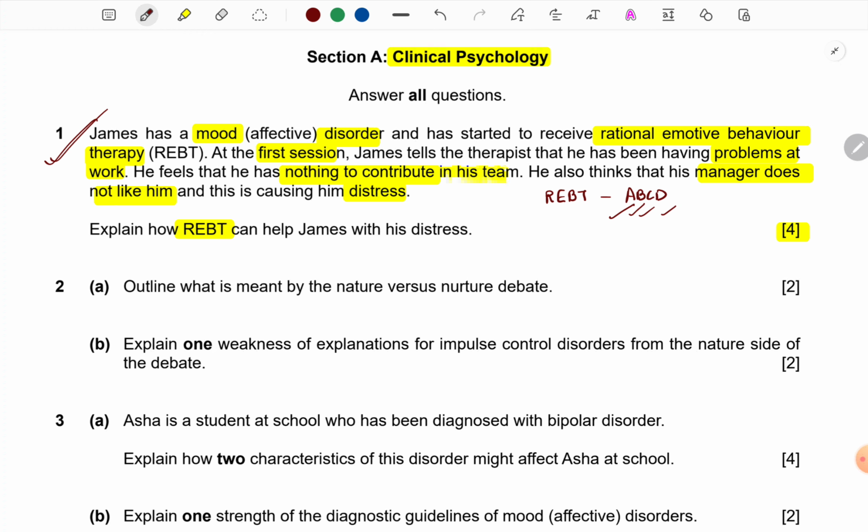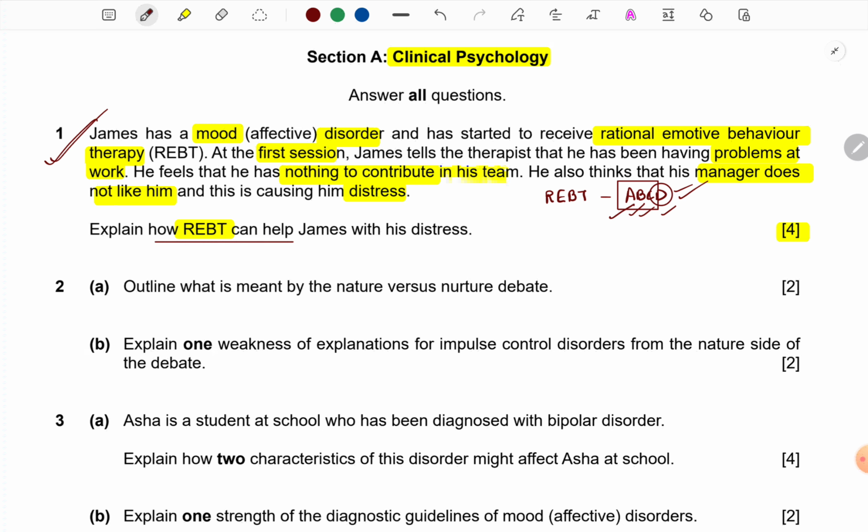How do you know you have to reach till D, because some of you might have just learned till ABC? It is because they want you to say how REBT can help James with his distress. They don't want you to explain his scenario through the REBT model. So they don't want a theoretical answer. They want how a solution will be reached or how treatment will be done for his problem. So ABC just gives you the theory of why someone is having a problem. D tells you how that problem can be resolved through disputing. So actually your major focus has to be on D for this answer.